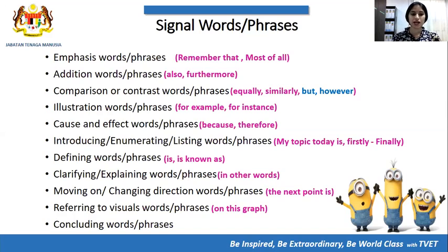And finally, concluding signal words or phrases. Concluding means that you want to summarize, like what I'm doing now. I'm summarizing what I have taught you. Same as when you're presenting, you have to give a conclusion. You have to conclude what you have spoken about. So you can use like so or to sum up. All right, it looks like we have completed signal words successfully. Therefore, I would like to end this session. Thank you.